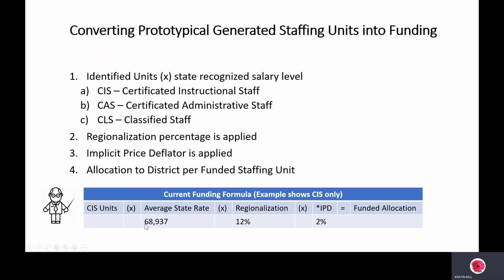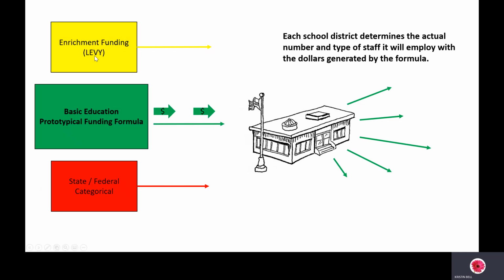So if one unit here was 68,937 times the 12 times the 2, your teacher, you may be funding your teacher at $90,000, for example, and let's say, I apologize, I don't have this number off the top of my head, but let's say this number comes out to be 74,000. So 74,000. Yet we're paying the teacher 85,000, right? So that delta between what the funded allocation coming in is and what the actual cost of the staff member going out is paid for out of right here.